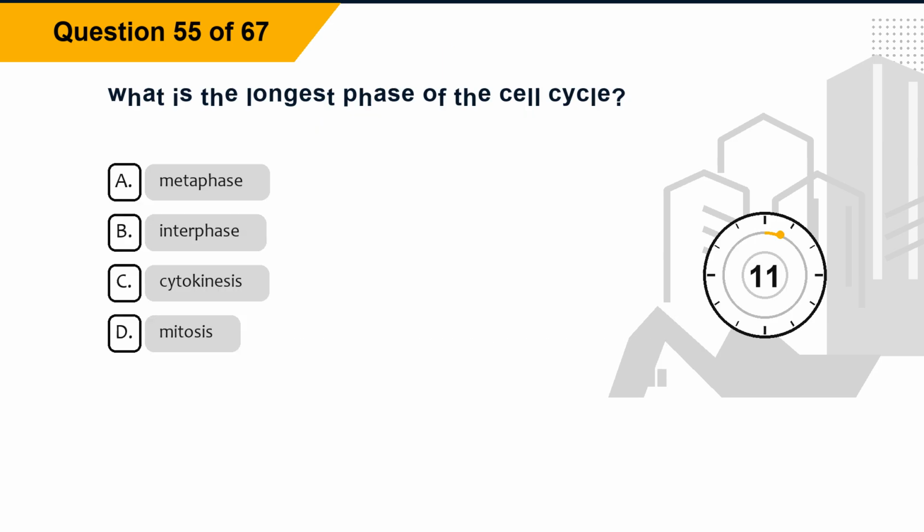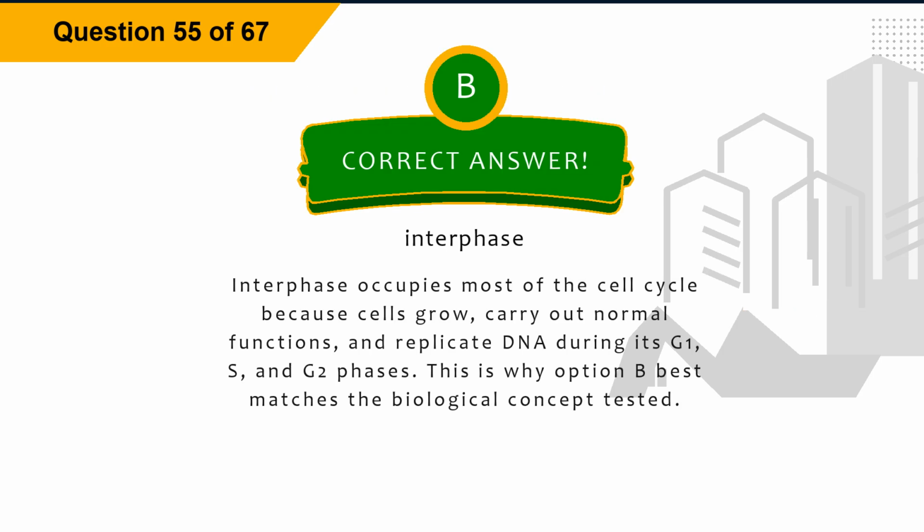Question 55. What is the longest phase of the cell cycle? Option A, metaphase. Option B, interphase. Option C, cytokinesis. Option D, mitosis. The correct answer is option B, interphase. Explanation: interphase occupies most of the cell cycle because cells grow, carry out normal functions, and replicate DNA during its G1, S, and G2 phases. This is why option B best matches the biological concept tested.